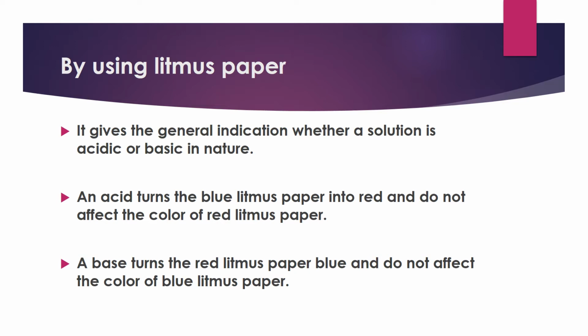In the same way, when you put red litmus paper in a base, it will turn blue, and bases do not affect blue litmus paper. So acid turns blue litmus paper red and bases turn red litmus paper blue. It is a general indication. It does not show any specific pH. It just shows whether the solution is acidic or basic.